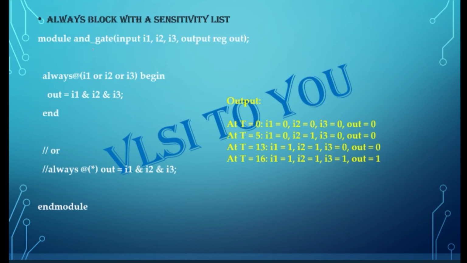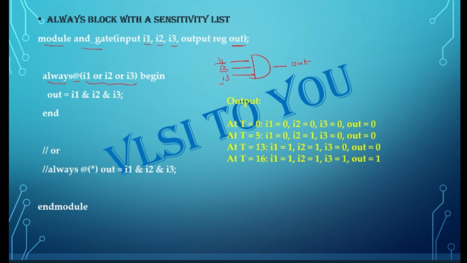I am writing an example for an AND gate. Module AND gate. For the AND gate, I am taking three inputs I1, I2, I3, and one output OUT. Now I write always @, and I mention my sensitivity list: I1 or I2 or I3. This is my AND gate with inputs I1, I2, I3 and this is my out.